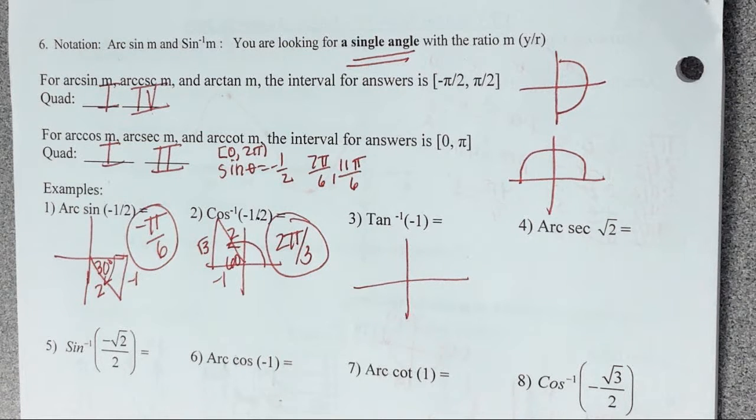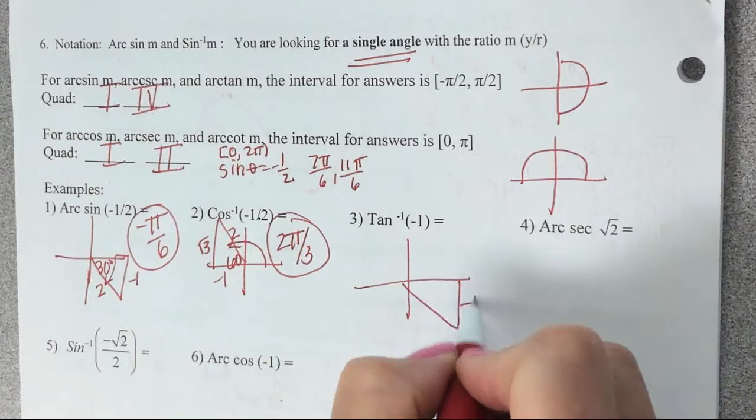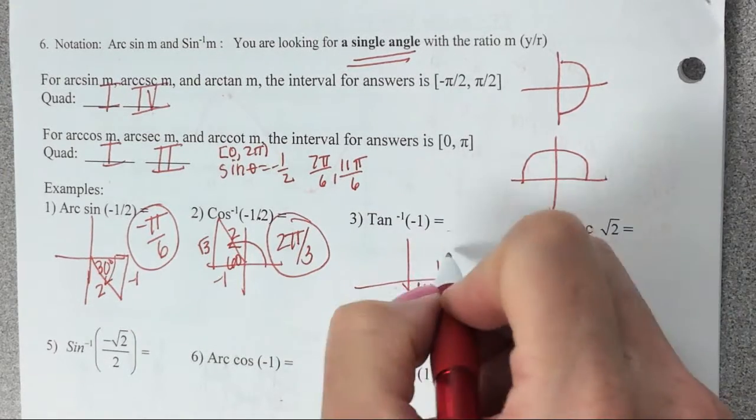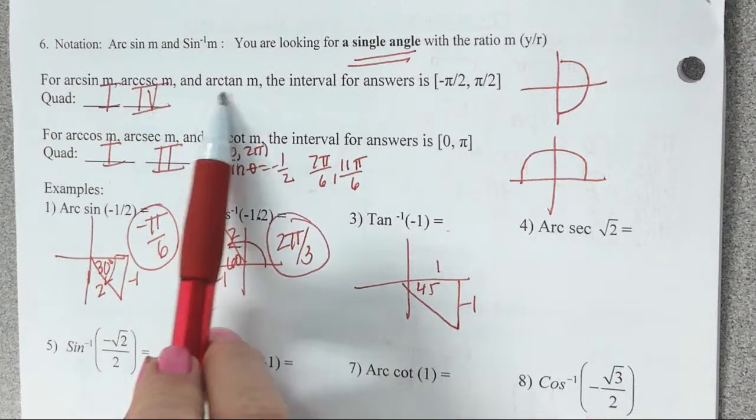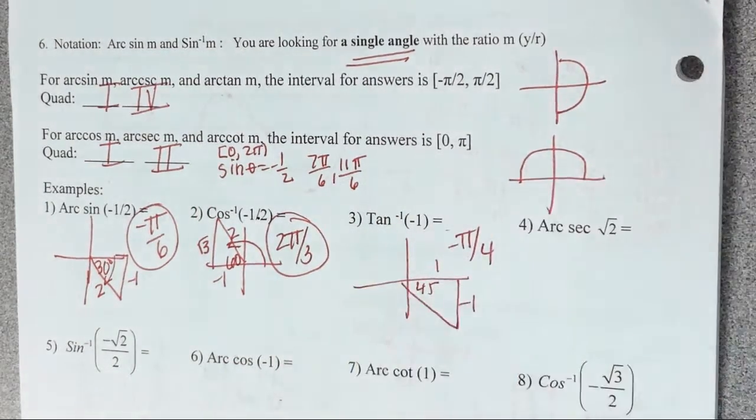Dominic, what'd you get? Nope. Chase, what do you think? Dominic, do you agree? -pi over 4? Yep, that is correct. Here's the reason why. We've got to be in the 4th quadrant. Tangent is opposite over adjacent. That's a 45-degree reference. We have to look back at what we need to call it. For arc tangent, we have to be in between these values for our answer, so -pi over 4. Okay? Seem familiar?